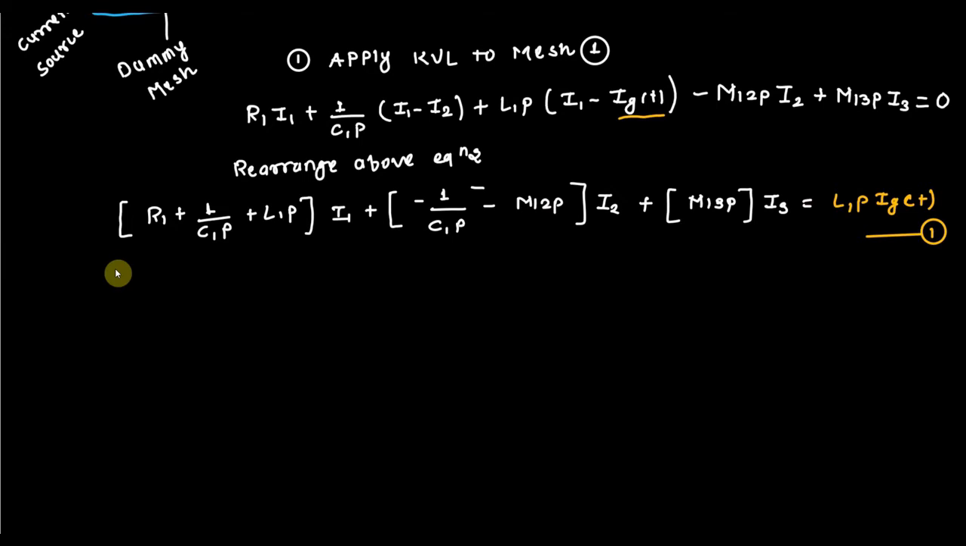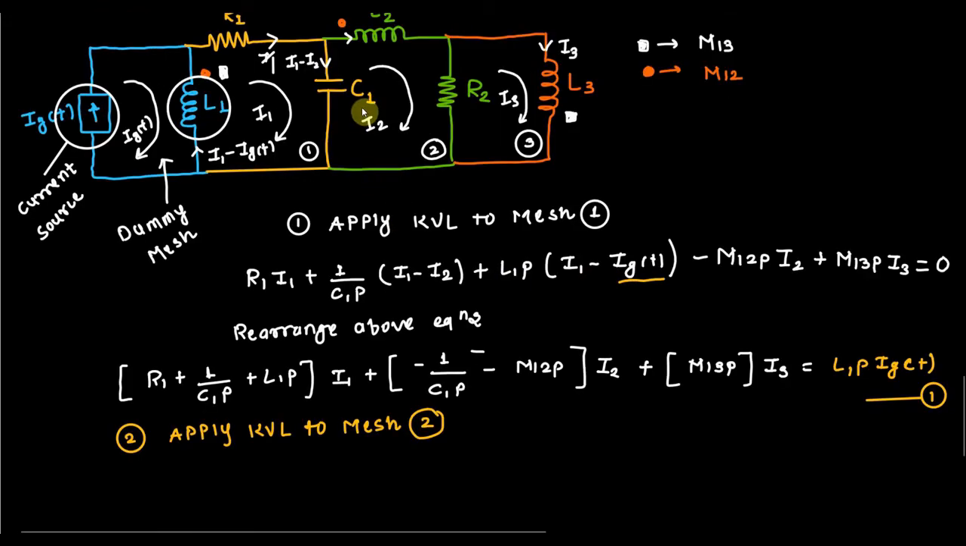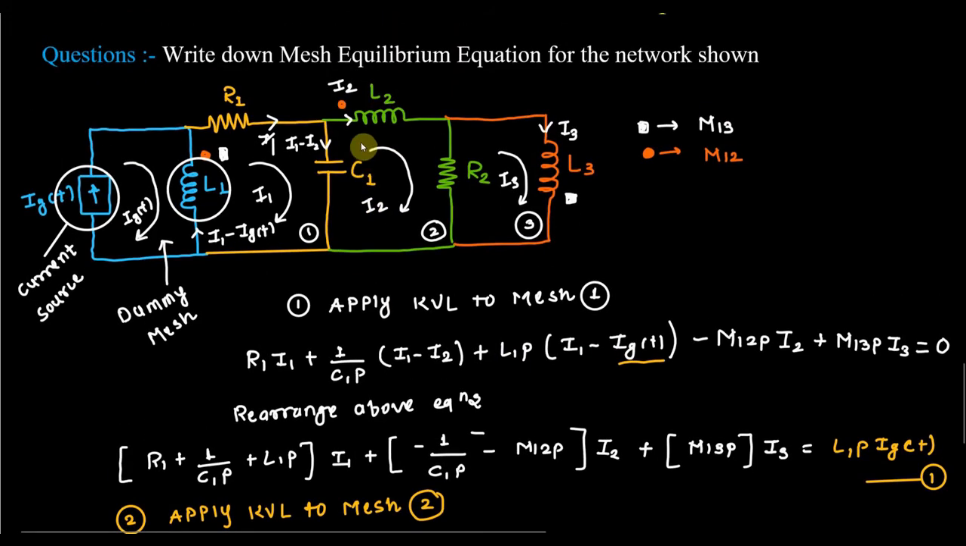Now we have to repeat the same procedure. Okay, and we have to write for the second one. So I will write that apply KVL to mesh 2. Okay, so I will see the diagram of mesh 2. So this is the mesh 2.